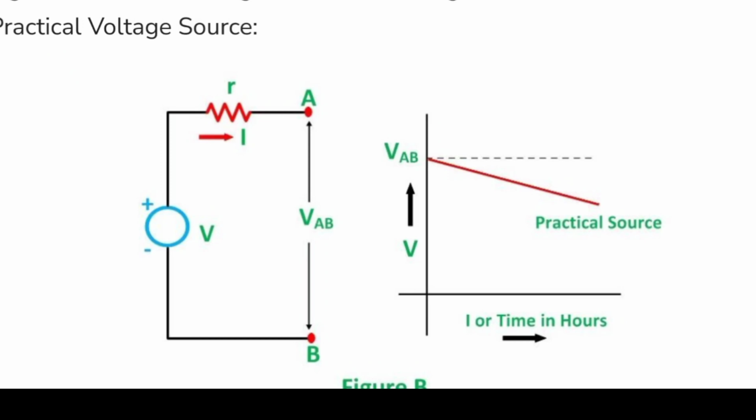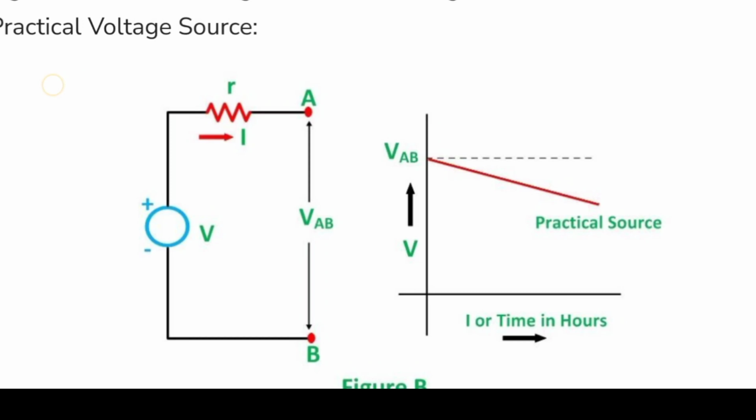Every practical voltage source is represented by a plus or minus voltage source and a small internal resistance. Due to this resistance, a voltage drop takes place according to the load current. If the load current increases, the voltage drop increases. That means as I increases, the voltage drop increases. That is the practical source: because of the resistance, when current flows, a voltage drop takes place in the practical voltage source.